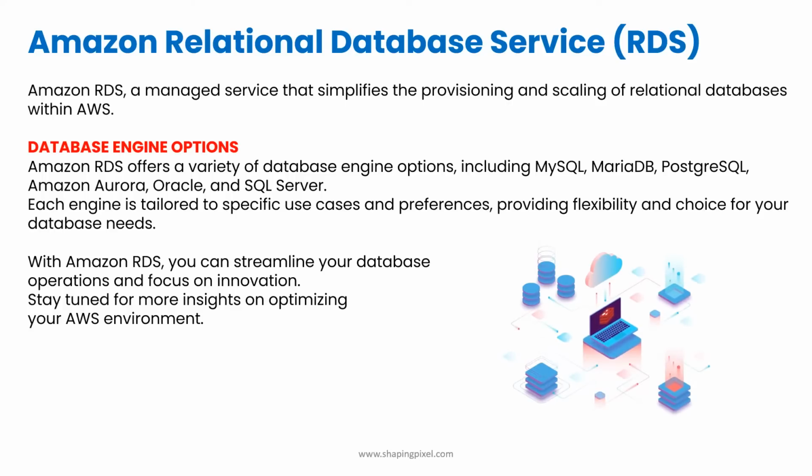Amazon Relational Database Service (RDS). Amazon RDS is a managed service that simplifies the provisioning and scaling of relational databases within AWS. Amazon RDS offers a variety of database engine options, including MySQL, MariaDB, PostgreSQL, Amazon Aurora, Oracle, and SQL Server. Each engine is tailored to specific use cases and performance needs, providing flexibility and choice for your database needs. With Amazon RDS, you can streamline your database operations and focus on innovation. Stay tuned for more insights on optimizing your AWS environments.